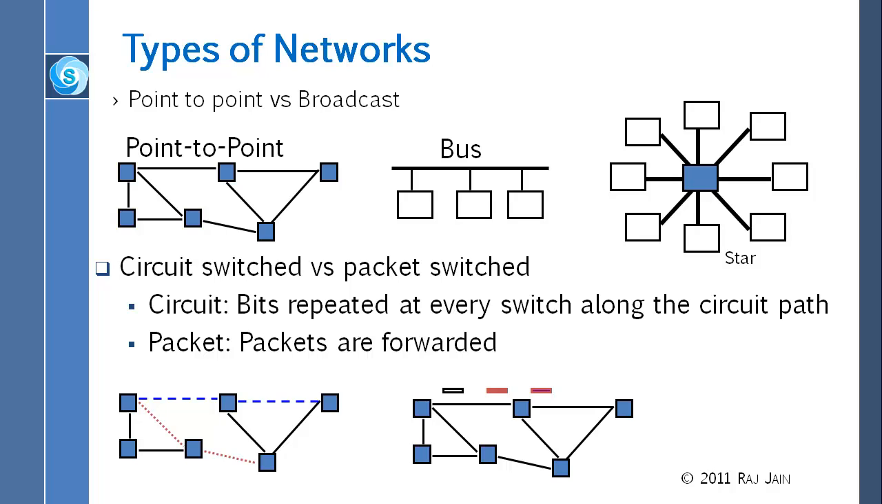So the question is, is the switch point to point? If you think about this link, it is point to point. These are all point to point links. But the topology is a star. You understand? So the link is point to point, but the topology of the network is a star or a bus. That's what we are talking about.